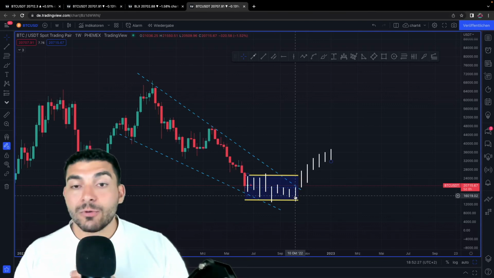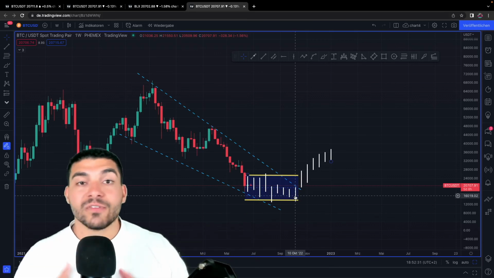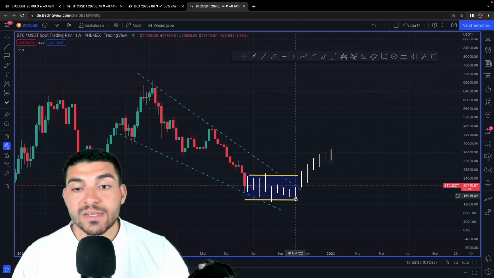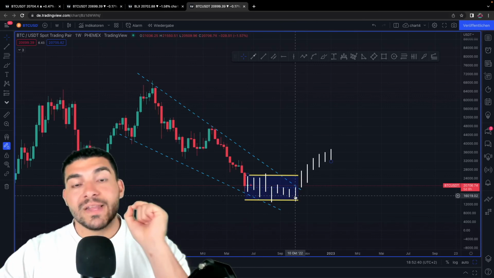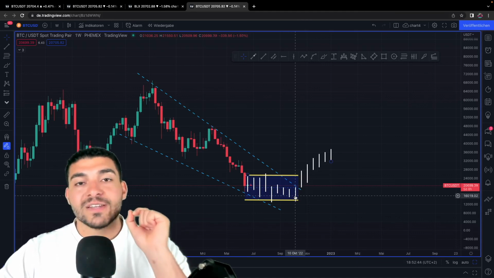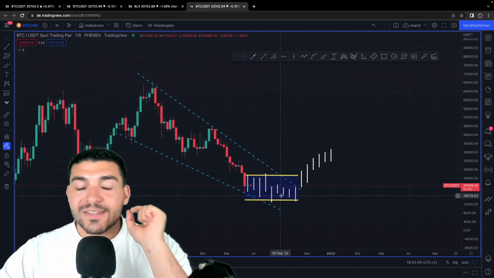And the accumulation schematic can be around 1 month, can be around half a year, or even a year. We don't know when this accumulation schematic will end, but after we see an accumulation phase, the next phase is the markup phase, and the markup phase will be this area where we see this impulsive move.